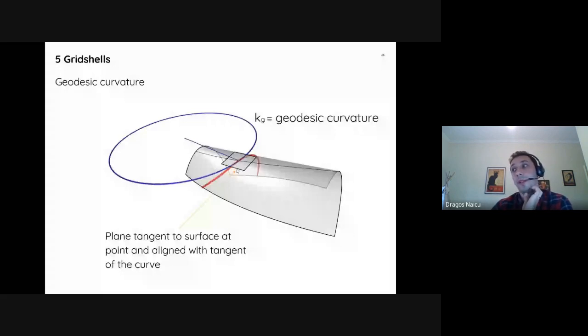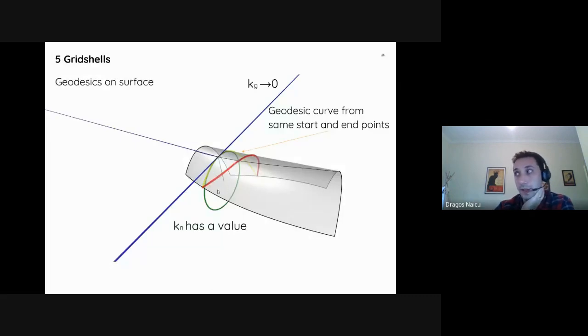The geodesic curvature is important. For example, here I'm showing in yellow a curve which has the same start and end point as the red one, but it is what we call a geodesic curve on that surface. And that means its geodesic curvature is 0. It just has normal curvature. It has a normal curvature value, but the geodesic curvature tends to 0. It is 0 in pure mathematical form, which means the radius is infinite, right? So this circle is infinitely big.